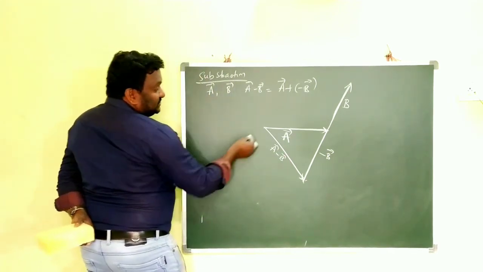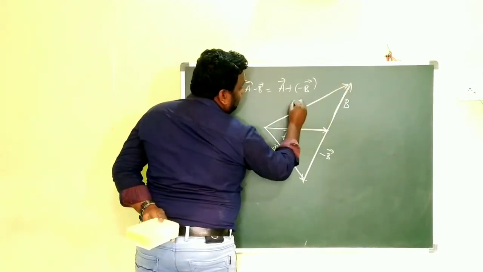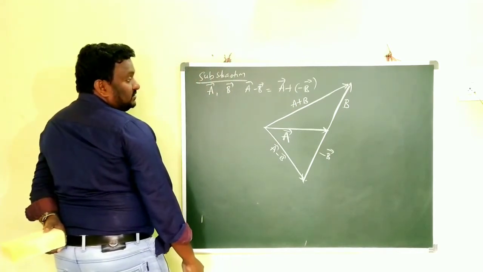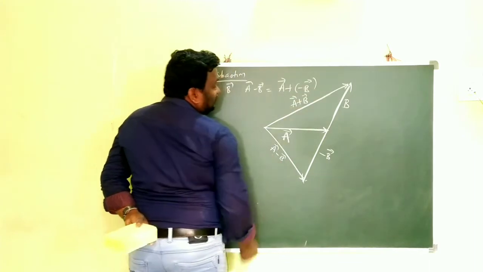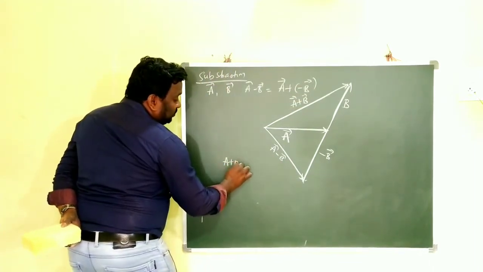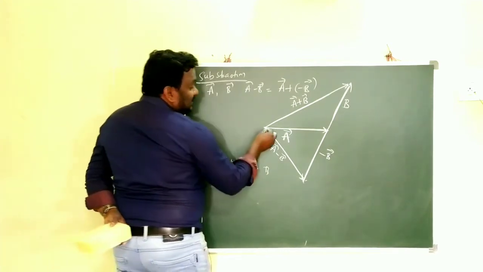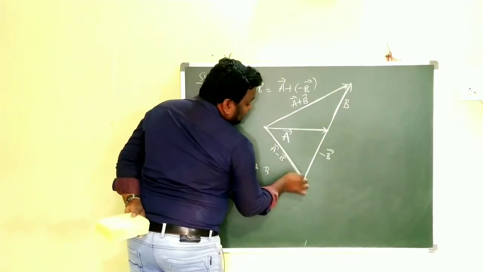And children, this is A minus B and this is A plus B. Clear? So tell me now, children, are A plus B and A minus B both equal or not? They are not equal, because A plus B is in this direction and A minus B is in this direction.